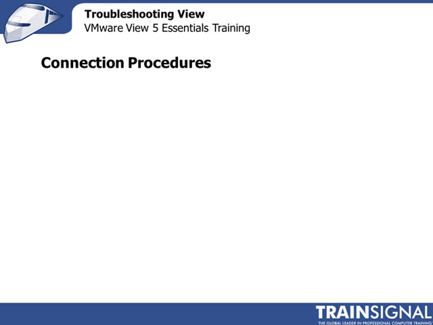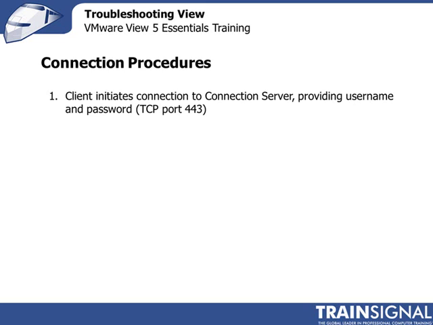As with any IT asset, troubleshooting is based on experience with the product and understanding how it works. So let's talk about the procedure that View goes through in order to connect a user to a desktop. First of all, the View client is going to initiate a connection to the connection server or security server, providing a username and password. This occurs over port 443, which is your standard HTTPS port.